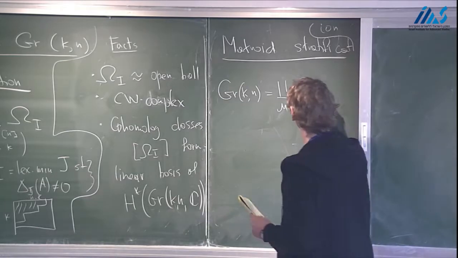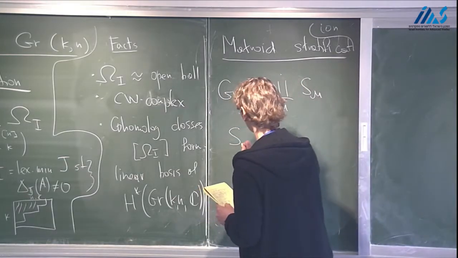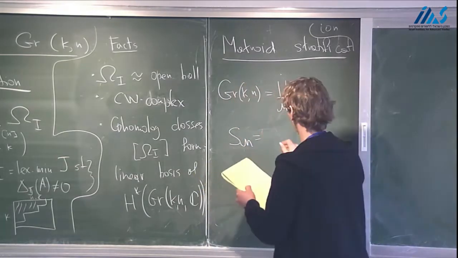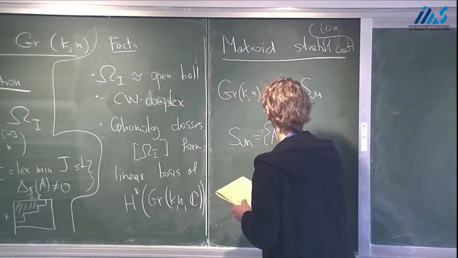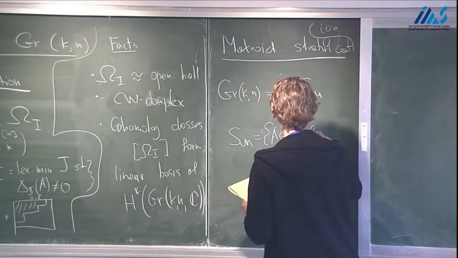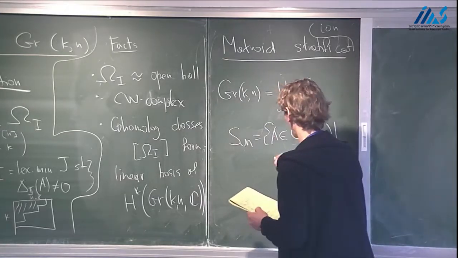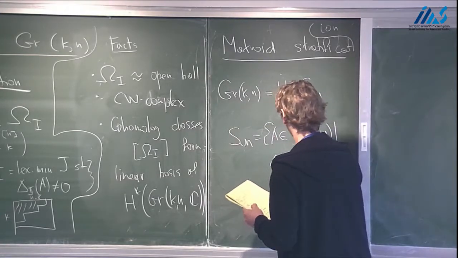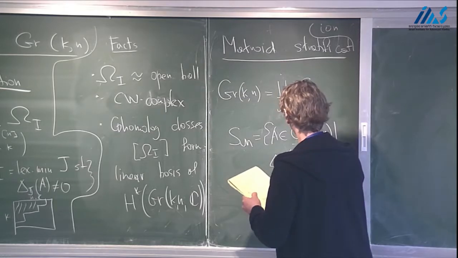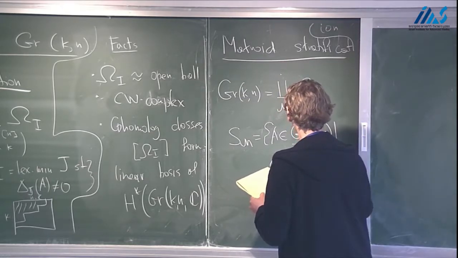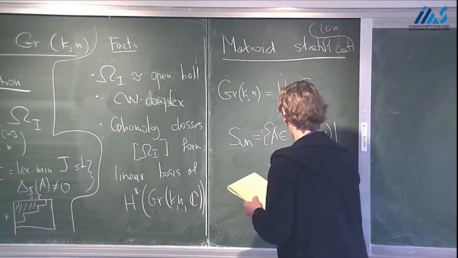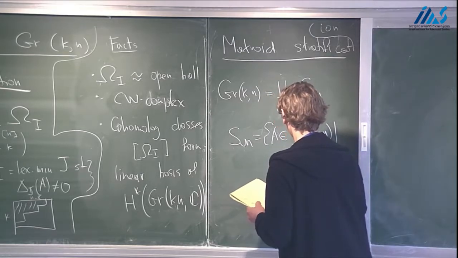And these matroid strata are just given by all points in the Grassmannian with a given matroid, such that the Plucker coordinate is not equal to 0 if and only if I is in the matroid.